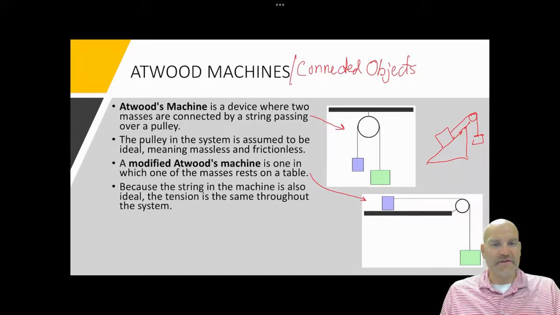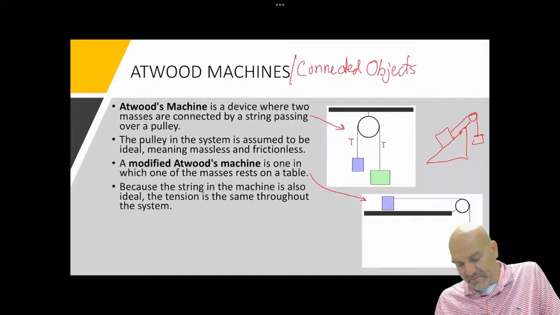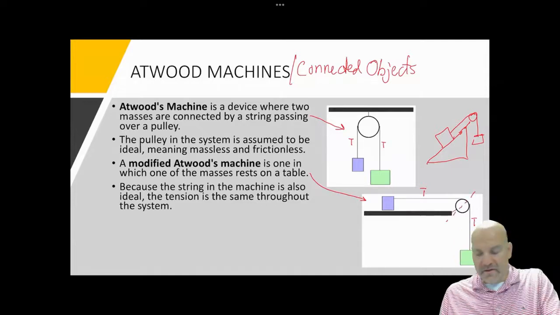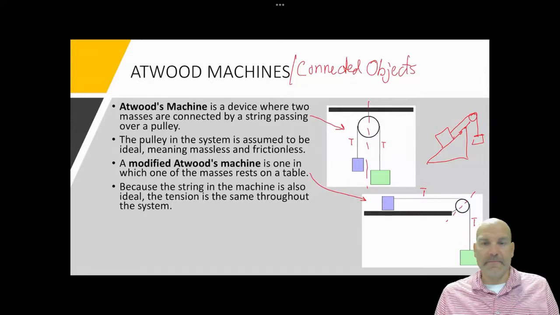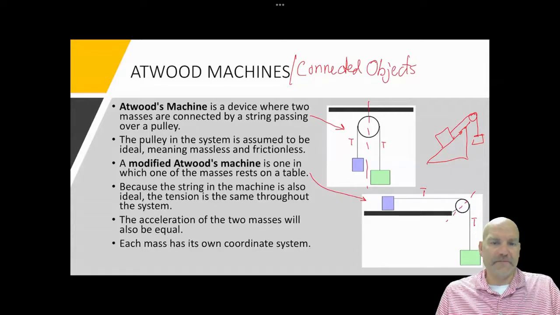Now, because the string in the machine is also ideal, the tension is going to be the same. So the tension will be the same in this part as in that part, and the same thing throughout. Even though it's a single string, the pulley kind of breaks it up into two pieces. With that being said, not only is the tension going to be the same, so is the acceleration of the system.